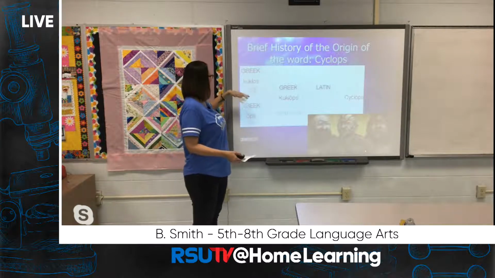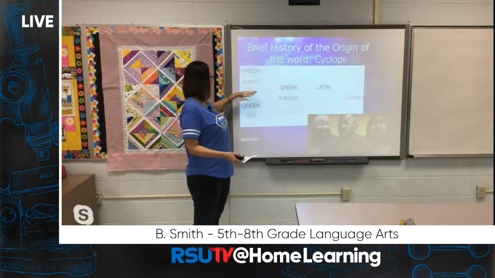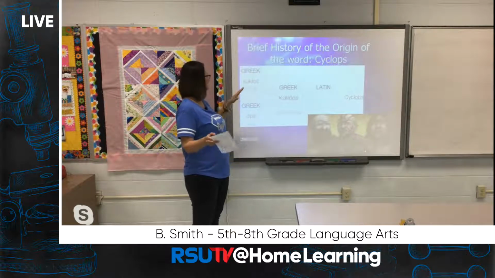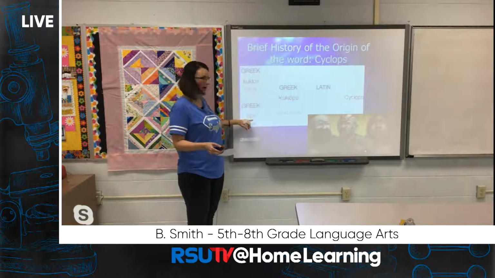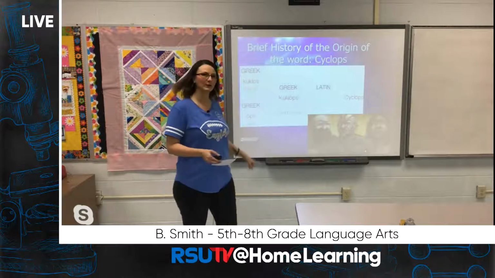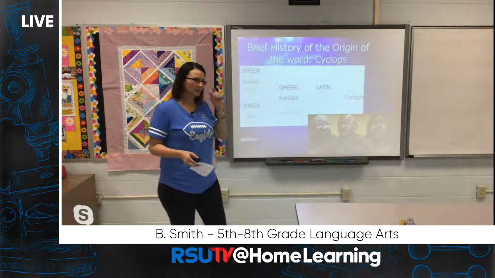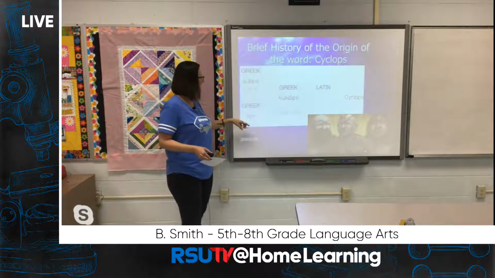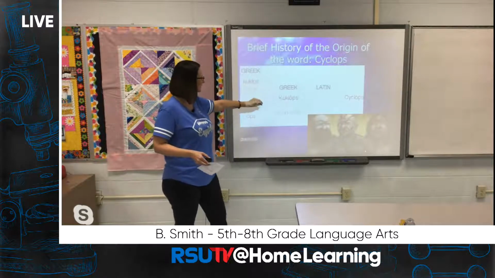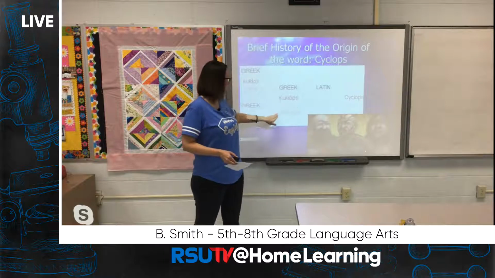So the Greek word for the first word is kuklos, which means circle. And then you pair that with the Greek word ops, which means eye. Now, I know you guys have heard the word op before. Think about it. Who do you go see if you need your eyes checked? That's right. You see an optometrist. So you combine those two words and you get kuklops, which means round eye.